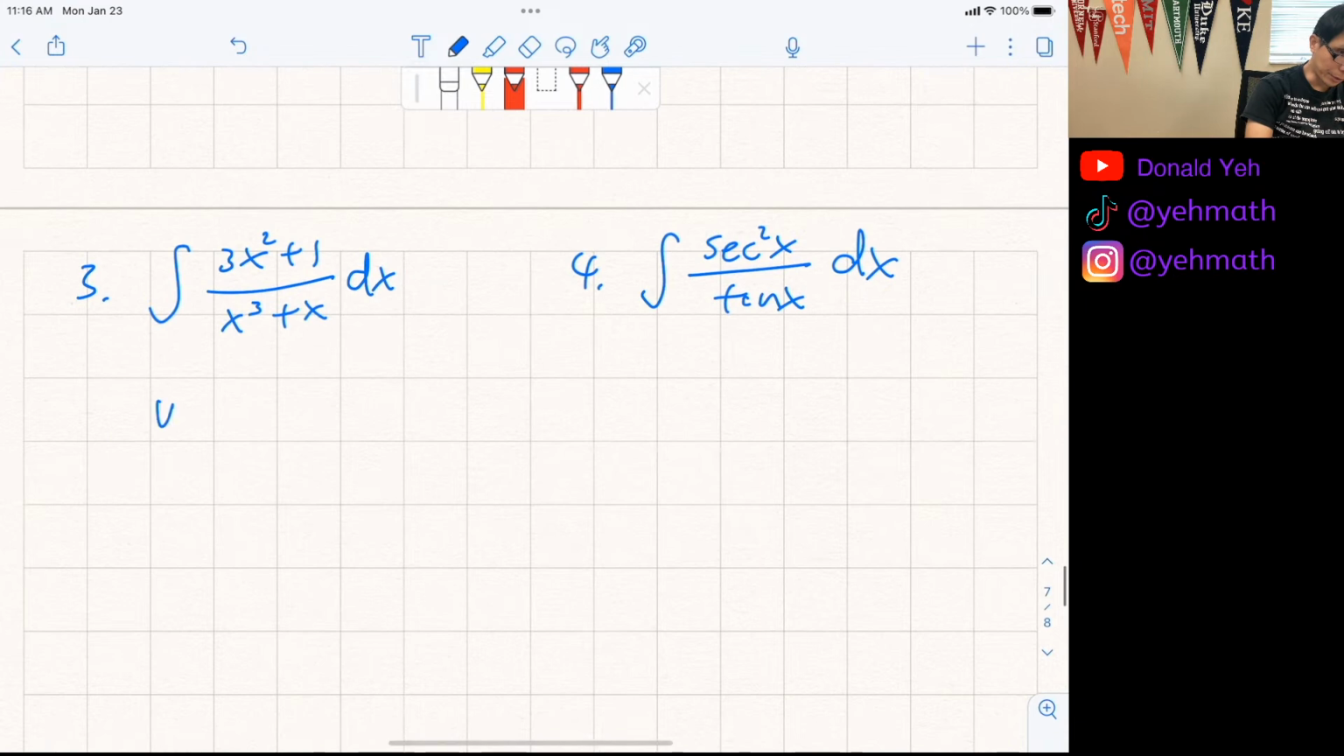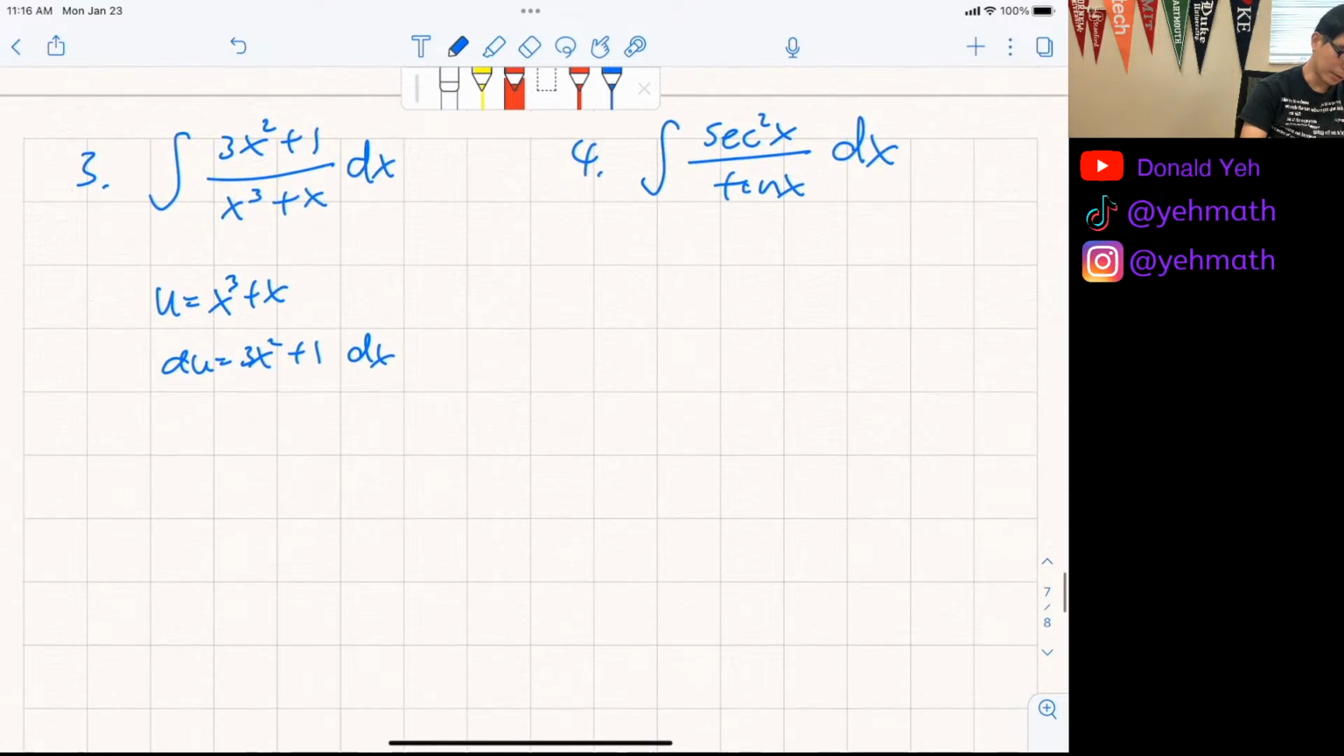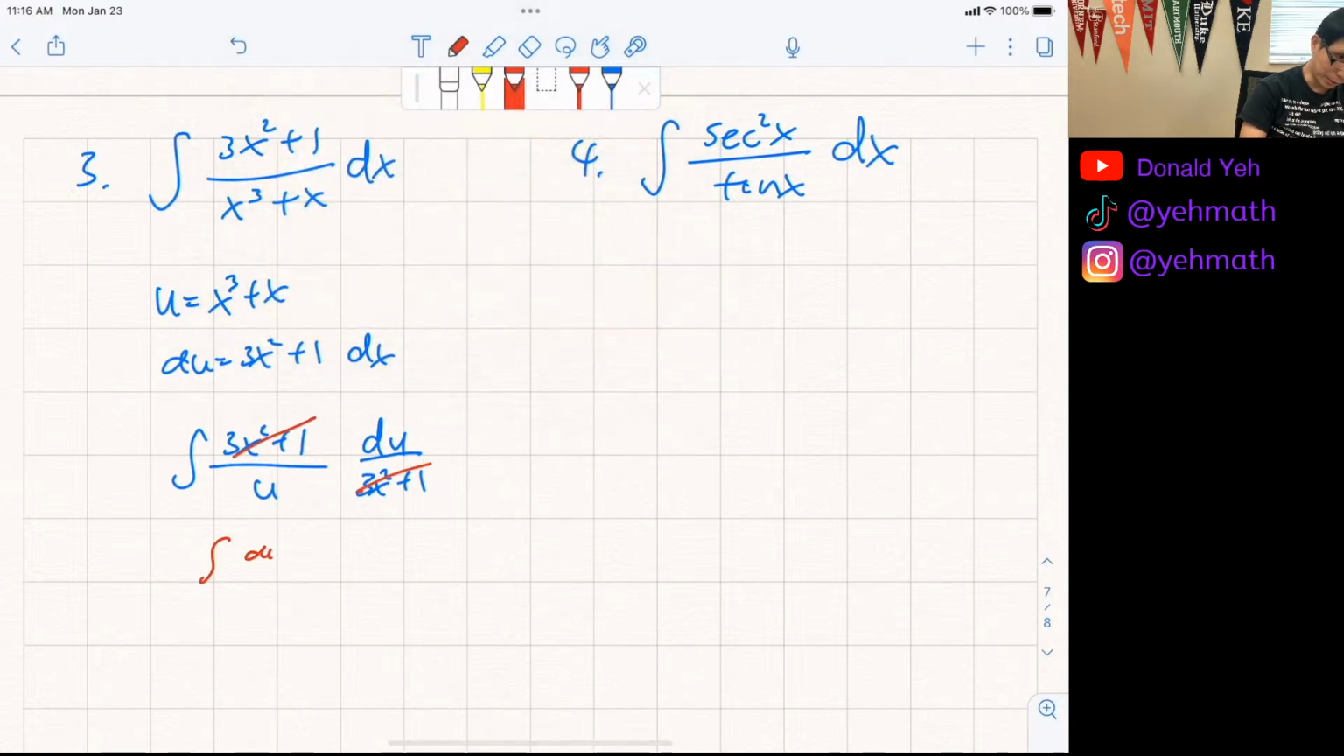Okay, so u is equal to what? x cubed plus x. And du is equal to 3x squared plus 1 dx, right? So it comes up pretty perfectly. 3x squared plus 1 is du, so this is going to be du over 3x squared plus 1 because I divide this over, and this will just simplify. That's going to be du over u, and that's equal to natural log of u plus c. Natural log of x cubed plus x plus c. That's the final answer.